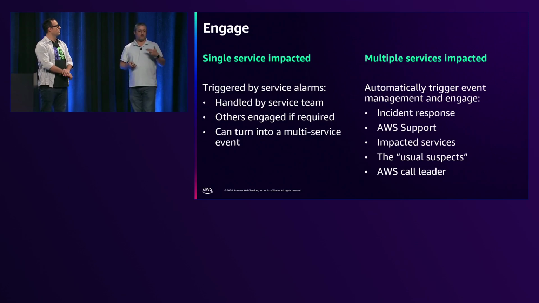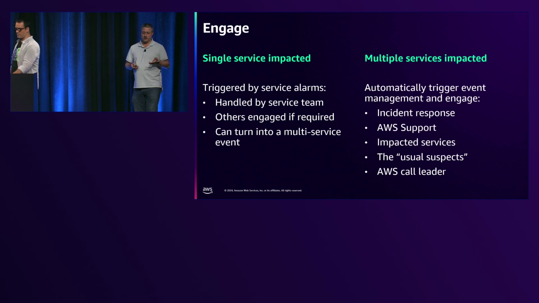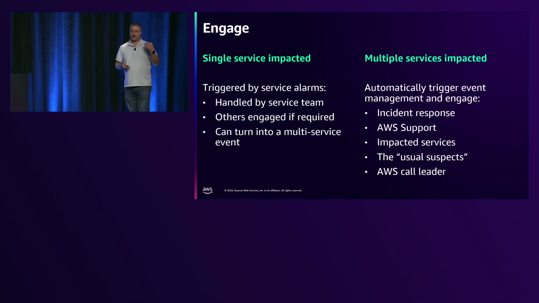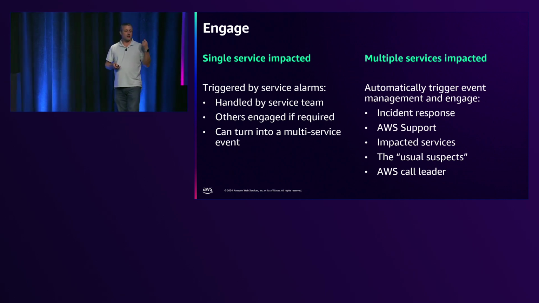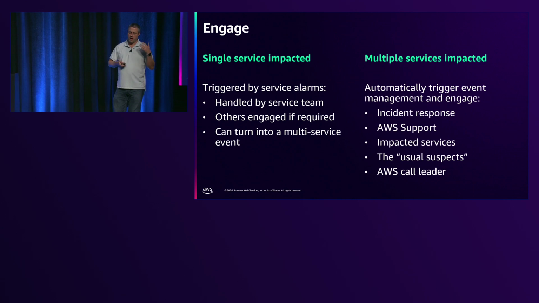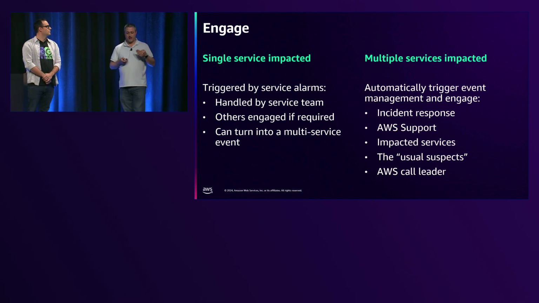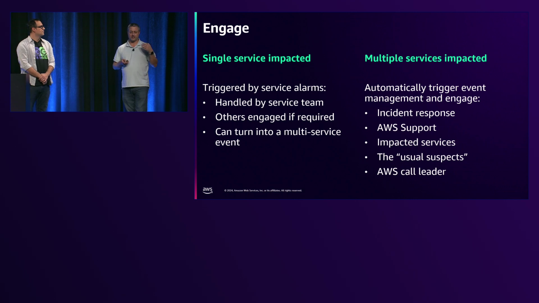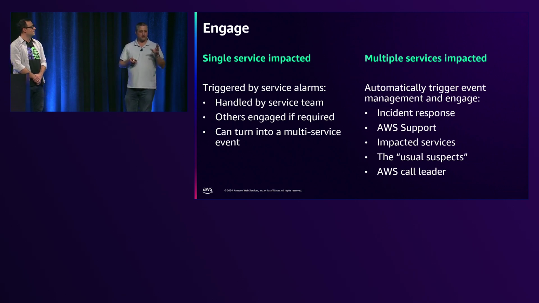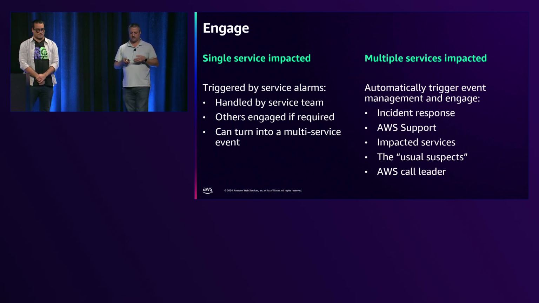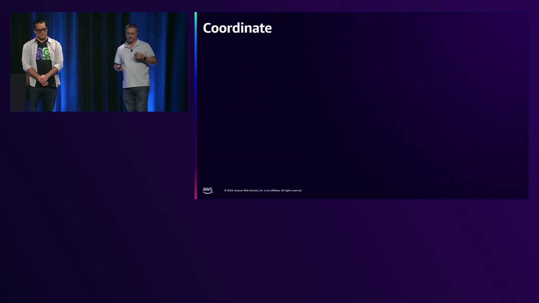When an event kicks off, we usually detect within a couple of minutes of the event, and we will automatically engage the incident response primary, AWS support, his team. We will bring in usually most if not all of the impacted services. We may have the call leader, depends on how severe it looks. And we also usually page a set of usual suspects who are kind of like bottom turtle service owners, so they will tend to be there.